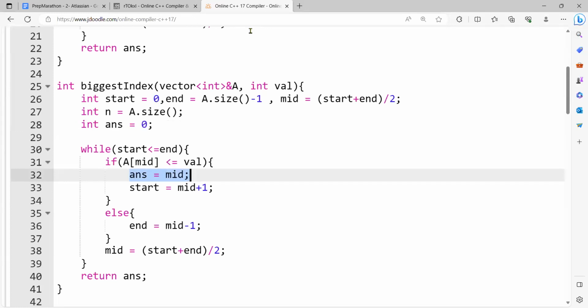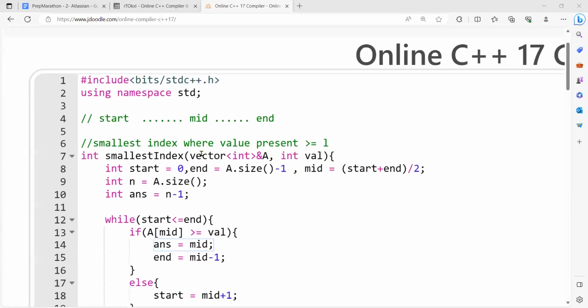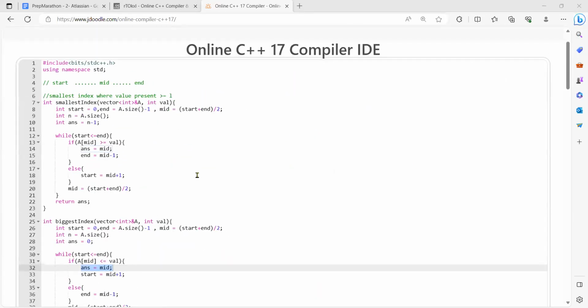Does anyone have any other doubt before we move on to the next problem? Please tell me. Asking questions is a very good habit. If you are getting doubts, it means you are trying. Okay, since no one has any doubt, I'm moving on to the next problem.